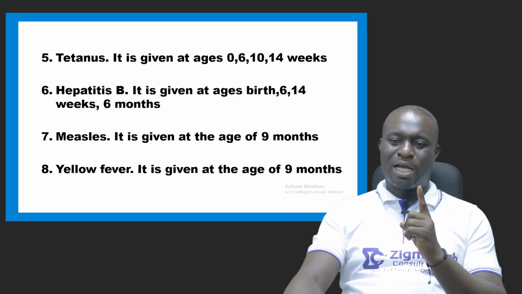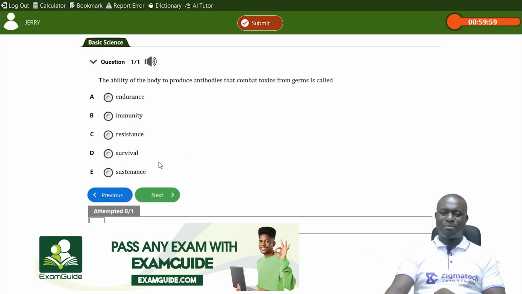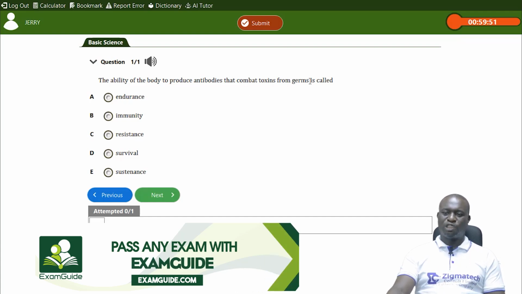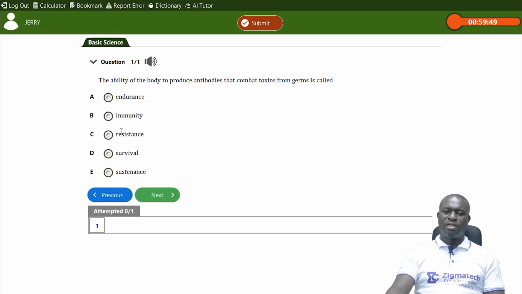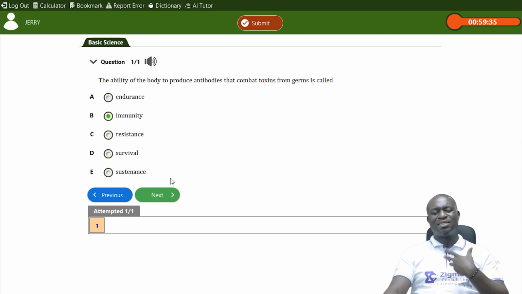I have just one question for us to answer in the ExamGuide app. They said the ability of the body to produce antibodies that combat toxins from germs is called what? The correct answer is immunity. Remember, we said that immunity is when the body produces antibodies that help to fight against diseases and their products. And that term is called immunity.